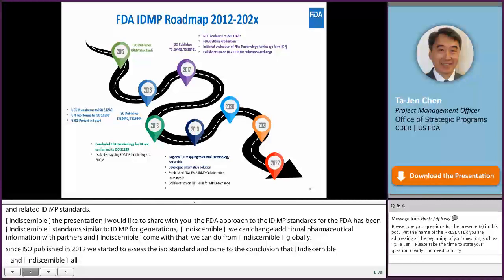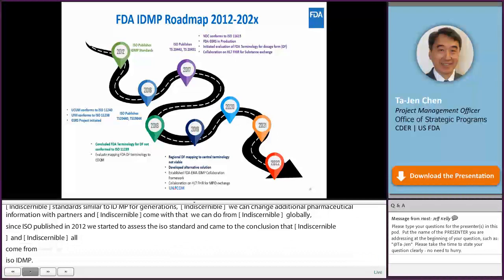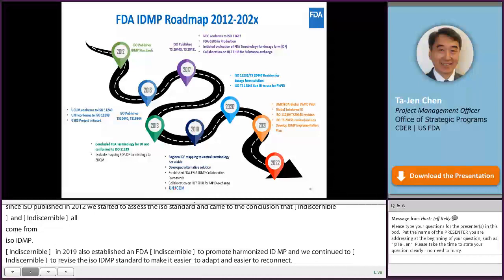In 2019, we also established an FDA-EMA IDMP collaboration framework to promote harmonized IDMP implementation. And we continue to work under ISO TC 215 Workgroup 6 to revise the ISO IDMP standard to make it easier to understand, easier to adapt, and easier to implement. We also started to develop an internal IDMP implementation plan, hoping that by 2022 we can start testing and validating the global PhPID.